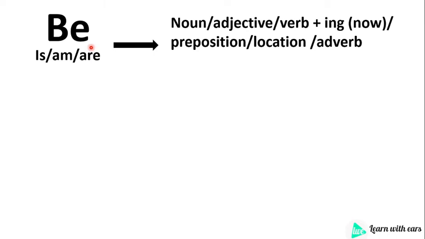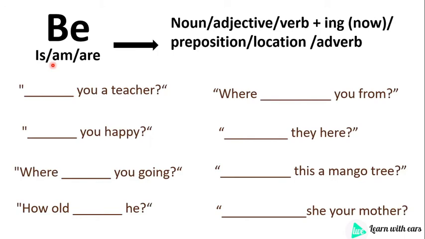Now let's see where to use the verb to be for asking questions. Okay, so for asking questions we use the verb to be when we have noun, adjective, verb with ing, preposition, location or adverb. In this situation we use the verb to be. To understand it, we have these sentences here.